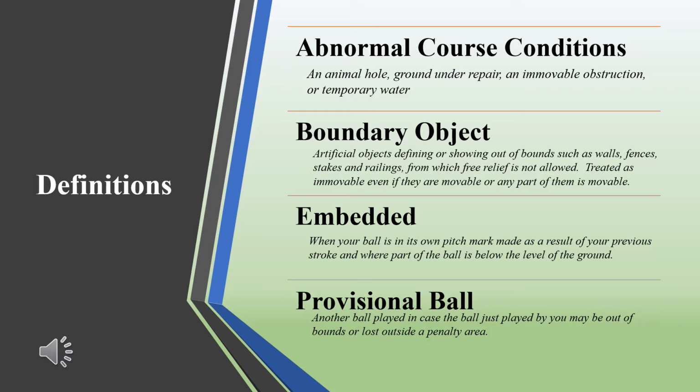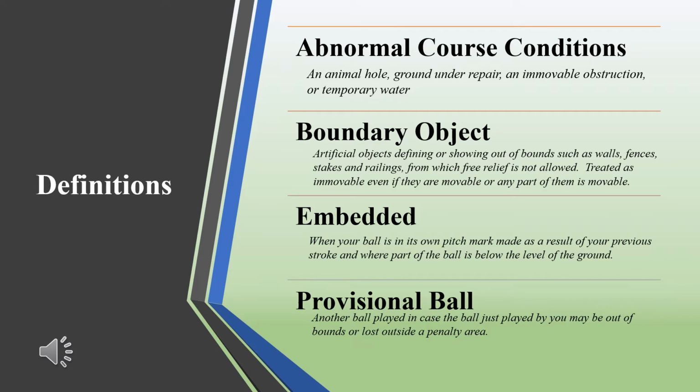Embedded balls. If your ball is embedded in the ground in its own pitch mark anywhere on the course except in a bunker or a penalty area, you get free relief. Your ball must be found to take free relief. In a few slides, we'll discuss how to take relief from an embedded ball.